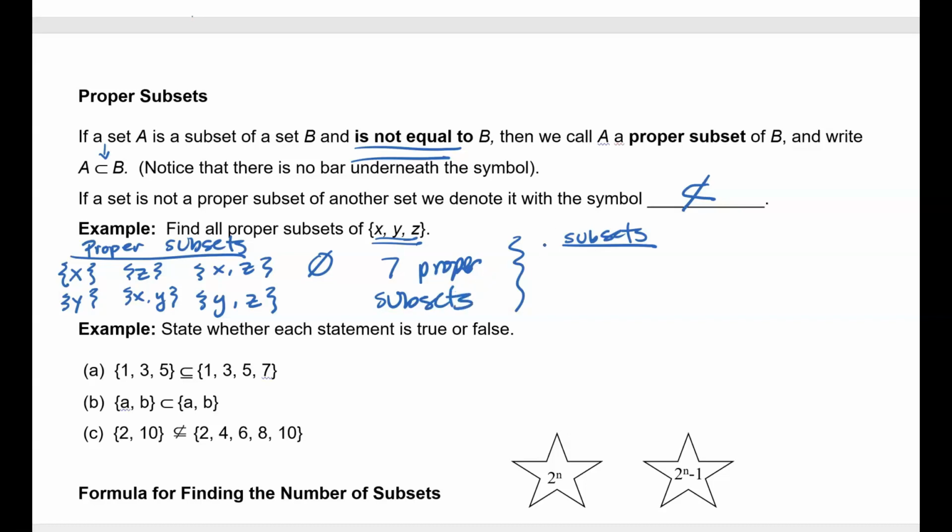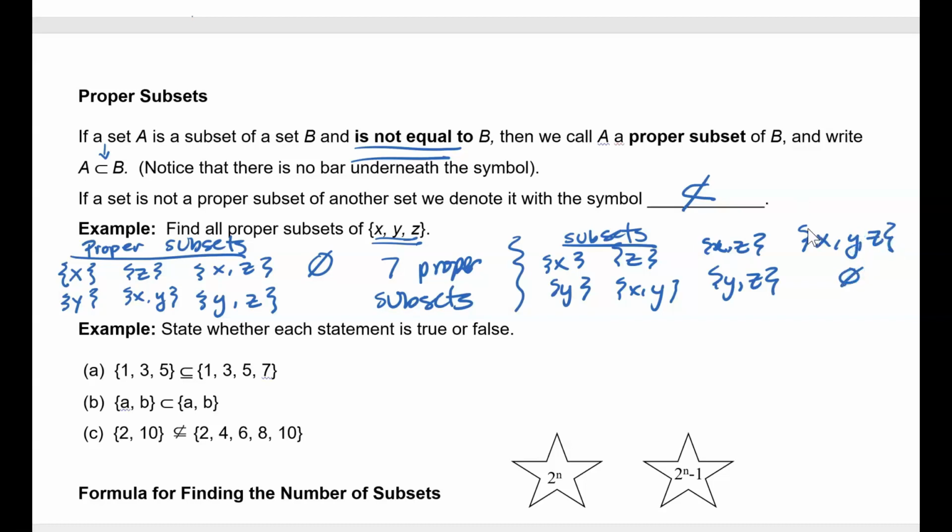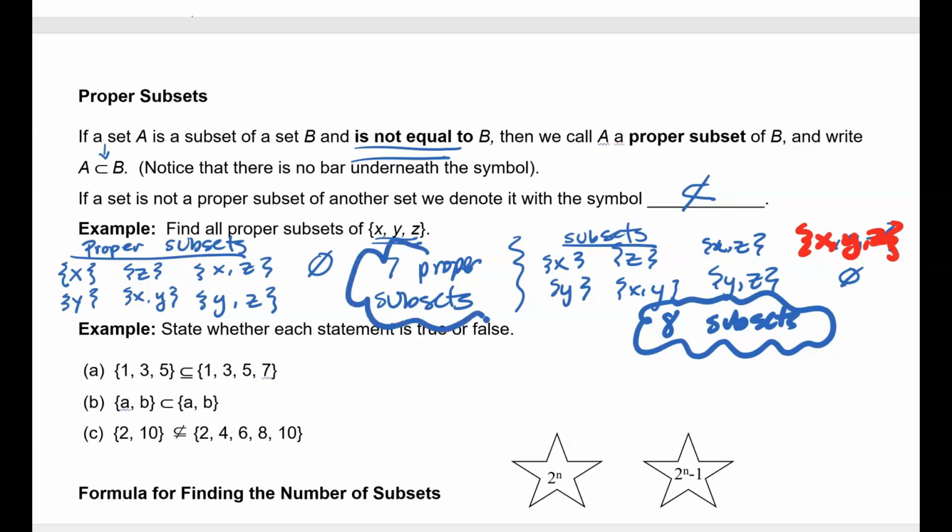And then with subsets, it's very similar. You're just going to include the whole set. So for subsets, you would list the same ones: x, y, z, x, y, x, z, y, z, and then you would also list x, y, z there and the empty set. So let me actually use a different color. So x, y, z, that's the only difference between these two problems, is that a subset includes the set itself. So for subsets, there are 8 subsets. There's one more subset than proper subset.